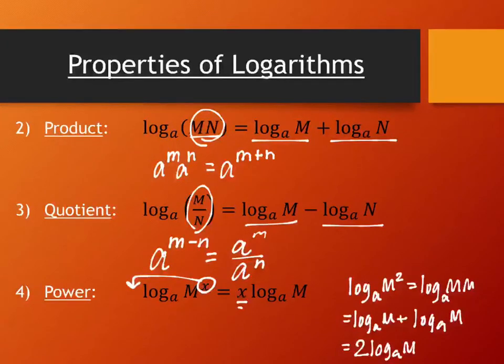So what we're wanting to be able to do is use these properties both forwards and backwards, either to take something that's in this sort of condensed form like it is on the left and expand it out, or to take something that's expanded out and to recondense it. So we're going to work some problems from both directions to give you an example of what that looks like.